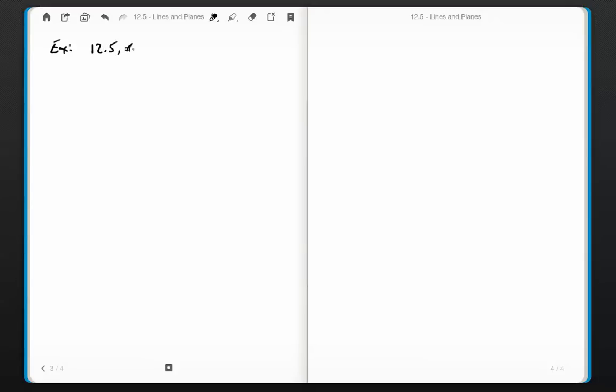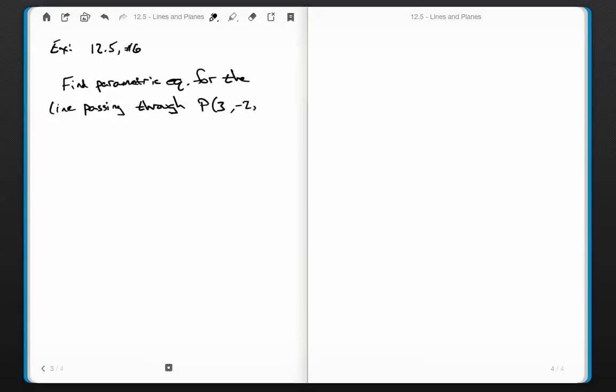So 12.5, number 6. The challenge here is to find the parametric equation for the line passing through some point P, which they say is 3, negative 2, 1, and parallel to the line, and here it's kind of a long drawn out thing: x equals 1 plus 2t, y equals 2 minus t, and then z equals 3t.